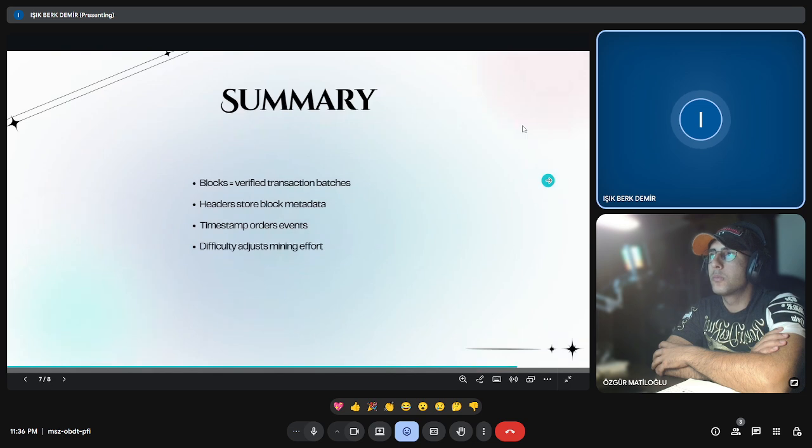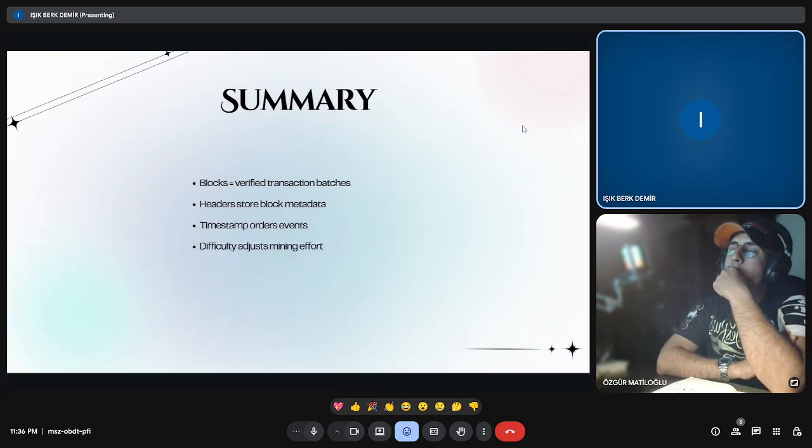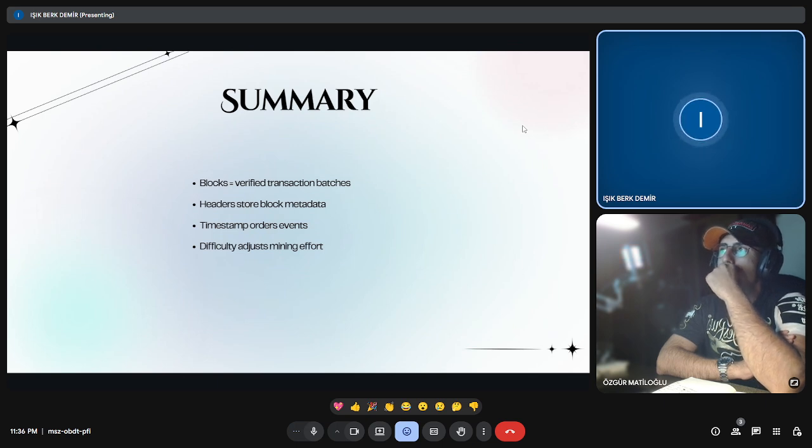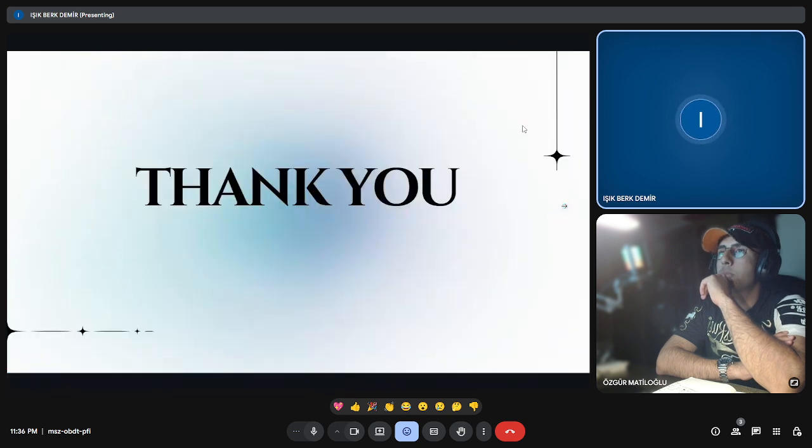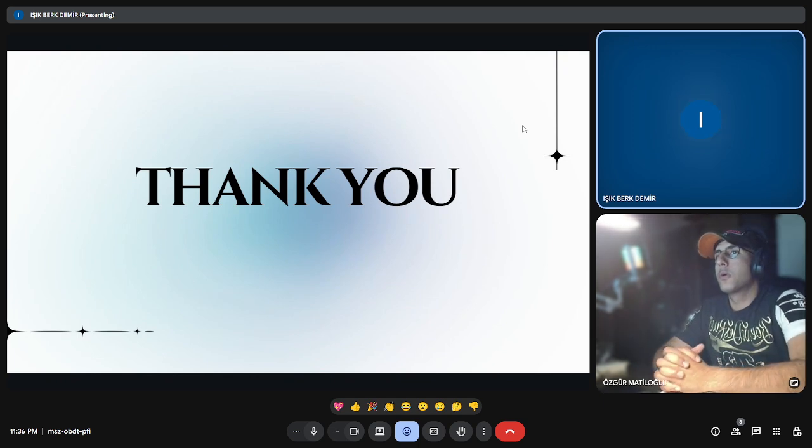And now to summarize it all, Bitcoin blocks are verified batches of transactions, and each block has a header containing key information like time, links to past blocks, and the difficulty target. The timestamp keeps blocks ordered, and difficulty ensures mining remains stable and fair, protecting the network from attacks. And that's all I have to say for today. Thank you all for listening.